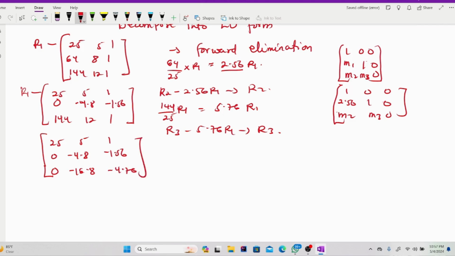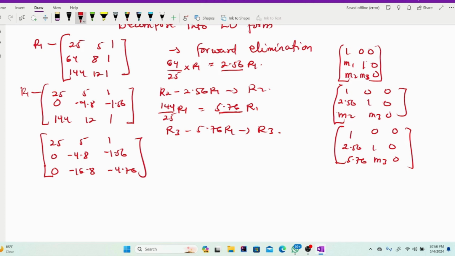Then the multiplier, as I said, it was what? 5.76, right? We use the multiplier as 5.76 because after the division, we had 5.76 here. This is the multiplier, multiplying R1. So I'll change my multiplier matrix: 1, 2.56, here becomes 0, 0. I'll have 1, 0. Then M2 is 5.76. Then I'm left with M3. As I'm altering this, it is going to give me my U and this is going to give me my L.